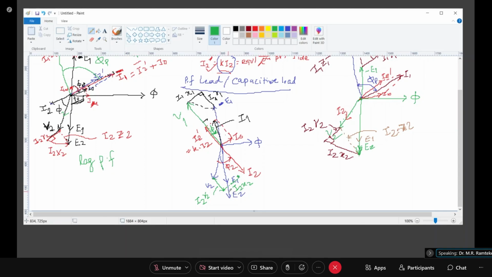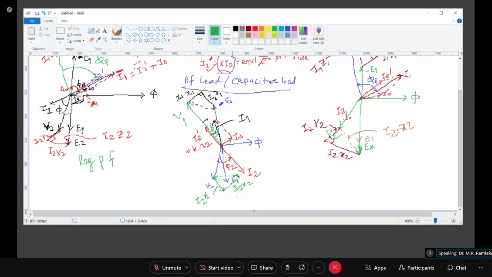So actually though I draw E2 here, basically because of the drop, my E2 will be somewhere in a different position. Okay, so load is this I2 R2, I2 X2, and when I add them together, I get E2. So this will be my E2 position, and it will be in phase with this E1.